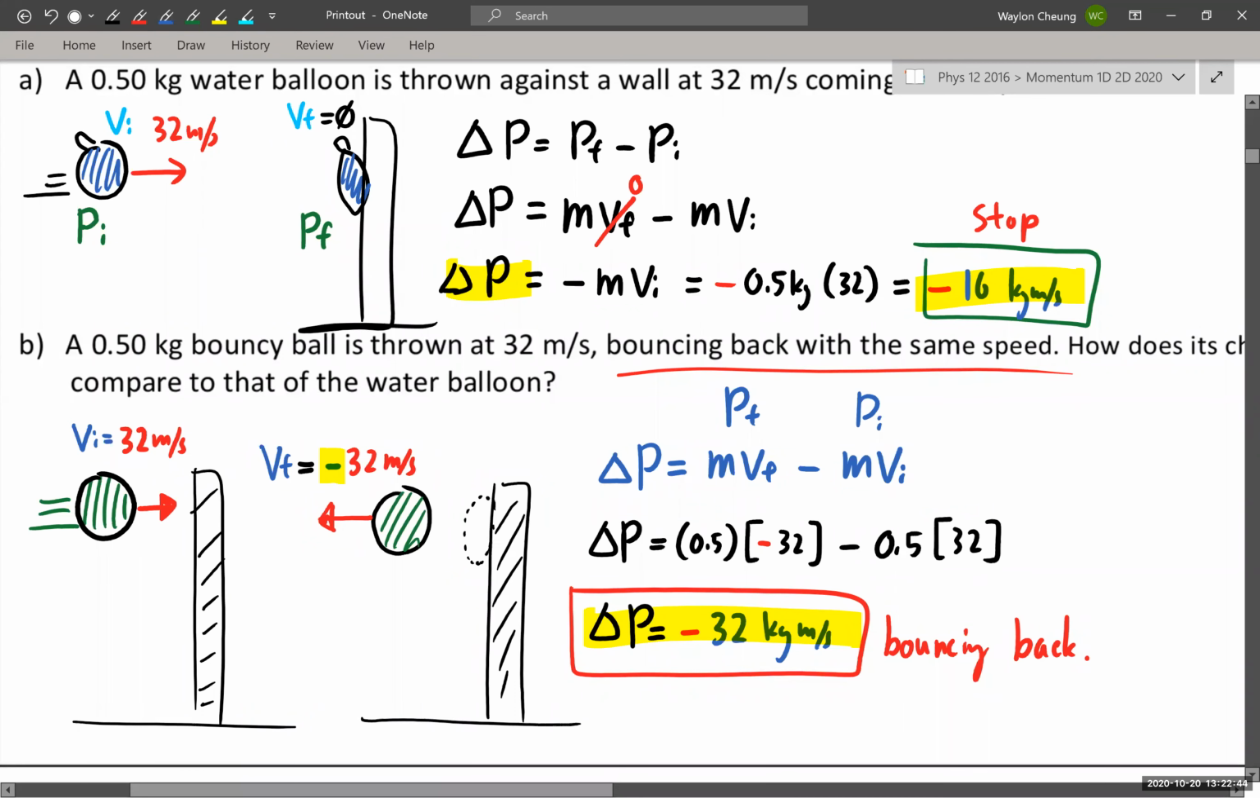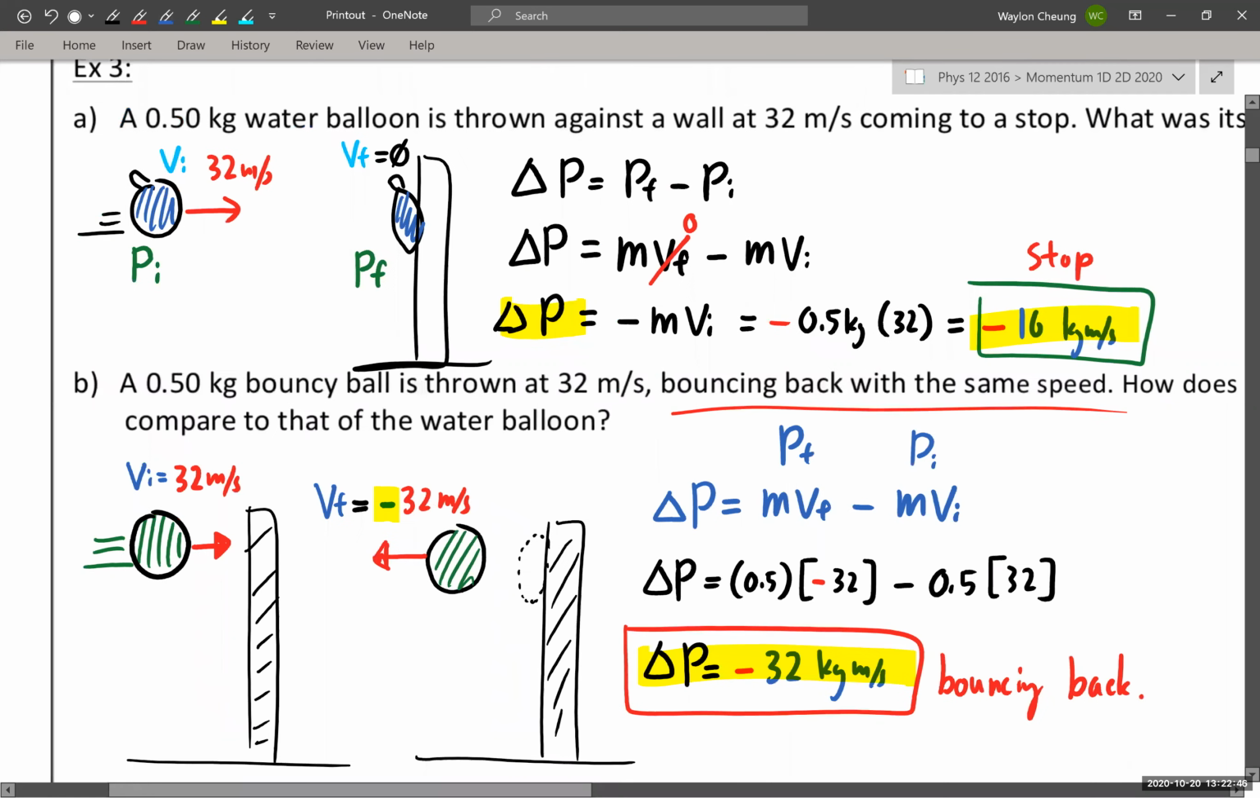So for example, the water balloon will do less damage on the wall compared to the bouncy ball. If you keep doing that, the water balloon will not do too much damage to the wall, but the bouncy ball, every time it bounces back, does more damage that way. Okay, so now let's put that in here.